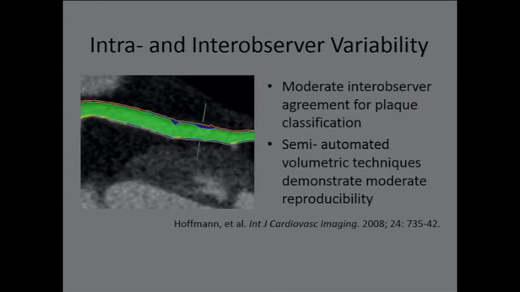I think this is something that will be coming up in the next few years. Various studies, including this one by Hoffman, have demonstrated that often we can only reach moderate interobserver agreement when we're trying to describe these plaques. Even our semi-automated techniques can disagree quite often because there's still a lot of correction that we need to do manually, which can lead to a lot of variability within and between observers.